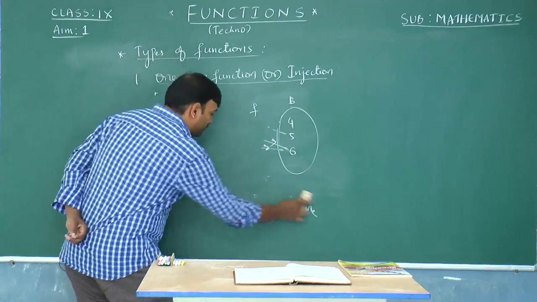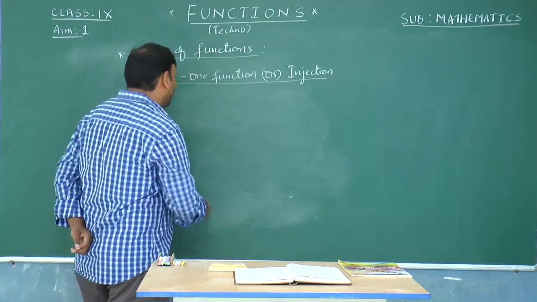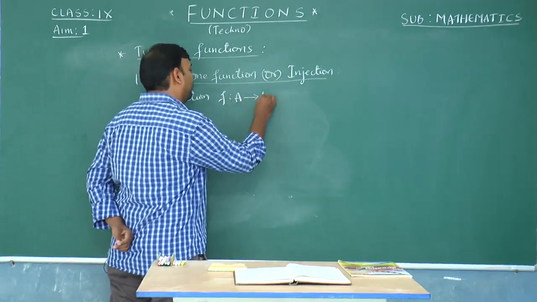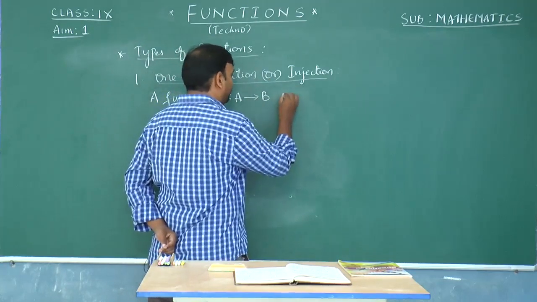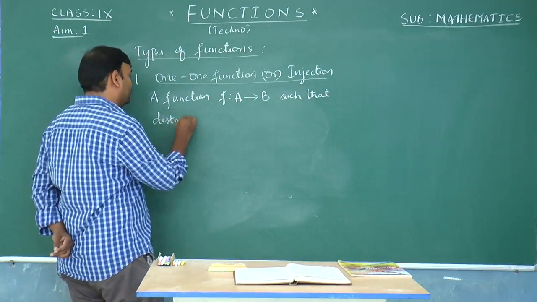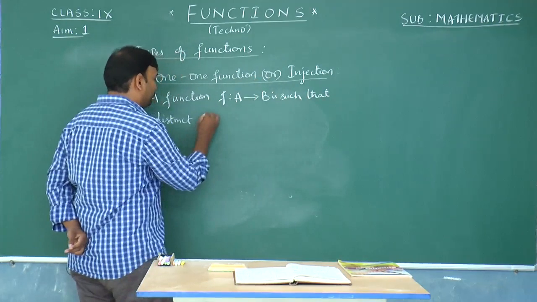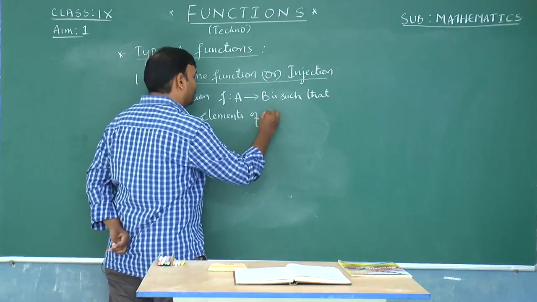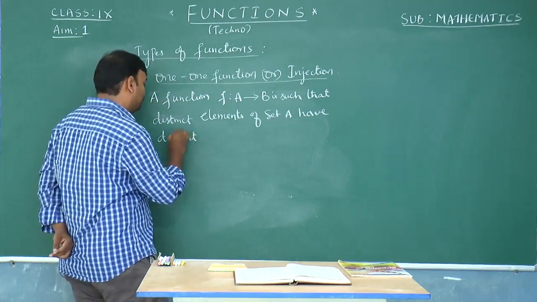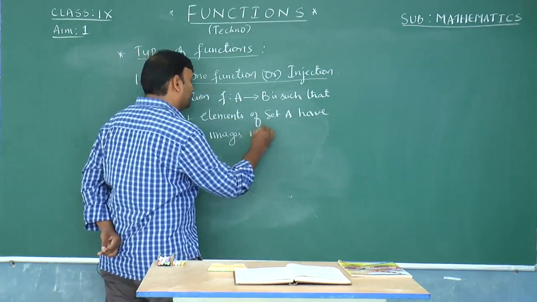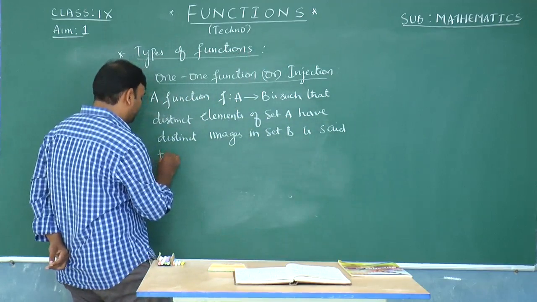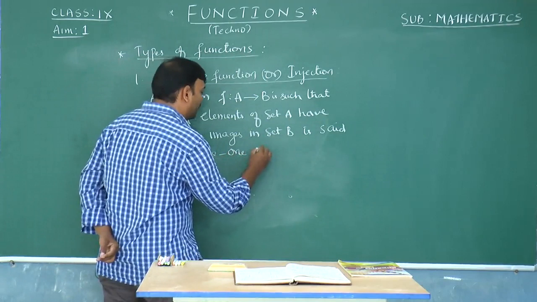Now the definition of a 1-to-1 function finally is: a function f maps A to B, it must be a function from A to B, such that distinct elements of set A have distinct images in set B, is said to be a 1-to-1 function or 1-1 function.